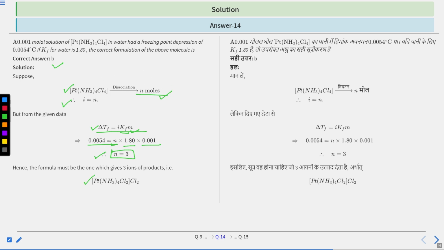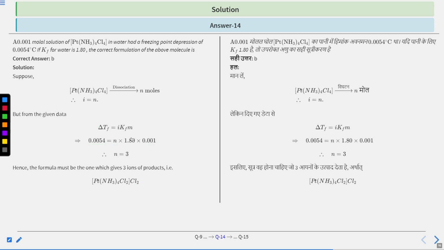So the correct formula will be [Pt(NH3)4]Cl2, with Cl2 outside. On dissociation, it will give 2 Cl⁻ plus the positive complex component. Hence 3 ions will be produced, and hence option B is the correct answer.